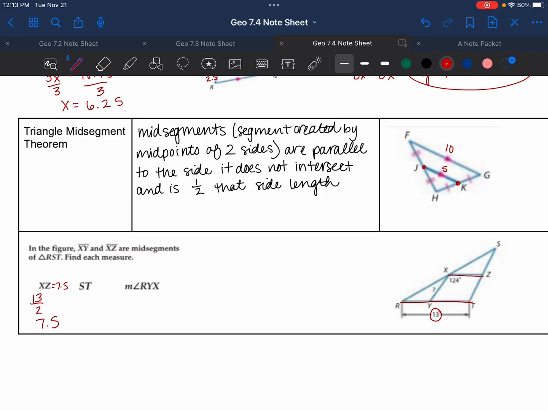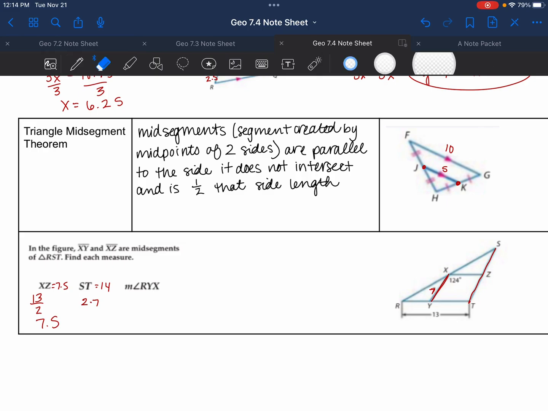All right, ST is this side here. And we have midsegment XY, which doesn't cross ST. So XY and ST are parallel, and XY is half of ST. Well, that means ST is double XY. XY is 7, so ST is 14, double 7.